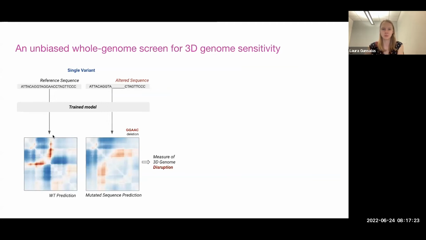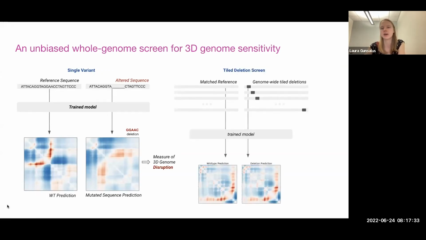So again, Maureen's spoken about how we can use this model to investigate an individual deletion or an individual insertion, but instead we can sort of tile the entire genome with deletions. In this case, we can delete every 5 kb bin in the entire genome and ask which regions are most disruptive to the 3D genome upon deletion.